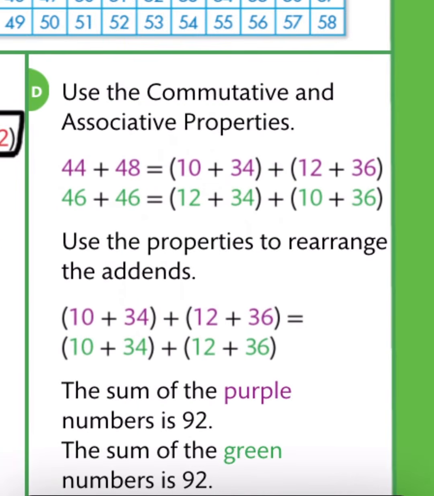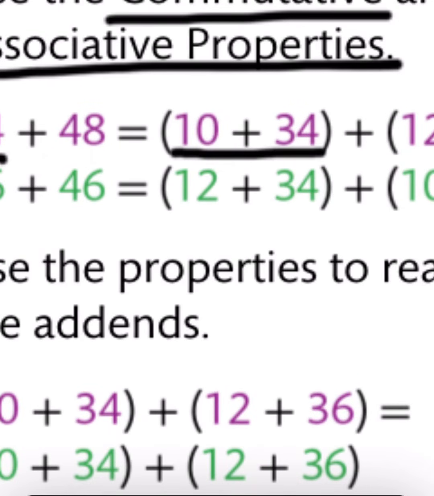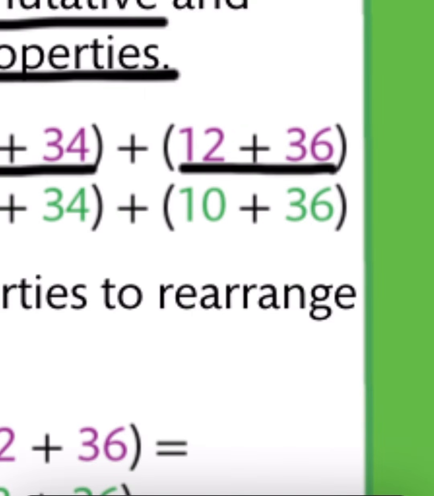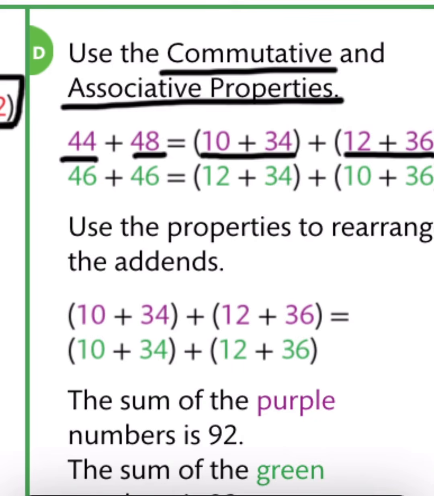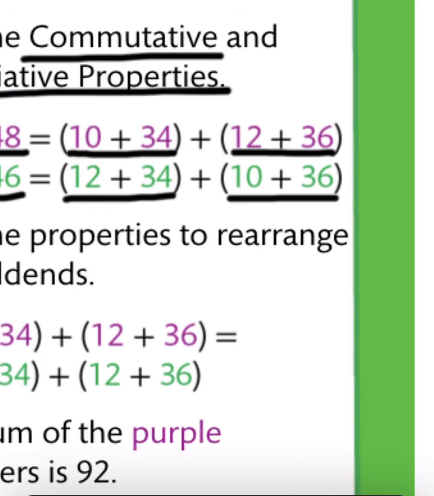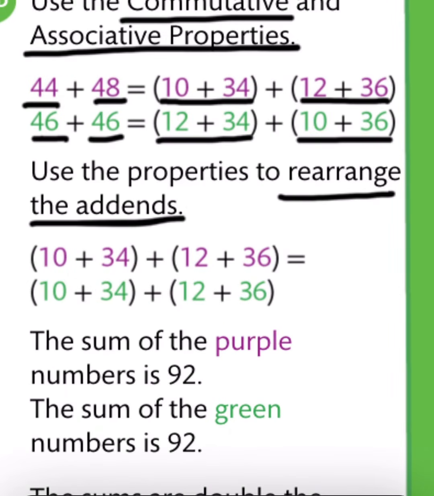And then finally, we can use the commutative property and the associative property. And again, if you recall from the previous video, commutative property means we can just switch numbers around in an addition problem and we get the same answer. And again, the associative property means we can group them. So, what did she do? She started with 44 and then she split that up into 10 plus 34. And then she took 48 and she split that up and made it 12 plus 36. That equals 48. Okay. Now, she also did something similar with 46 and 46. 46 becomes 12 plus 34. And the other 46 becomes 10 plus 36. They both equal 46. Now she's going to use those properties to rearrange the addends.